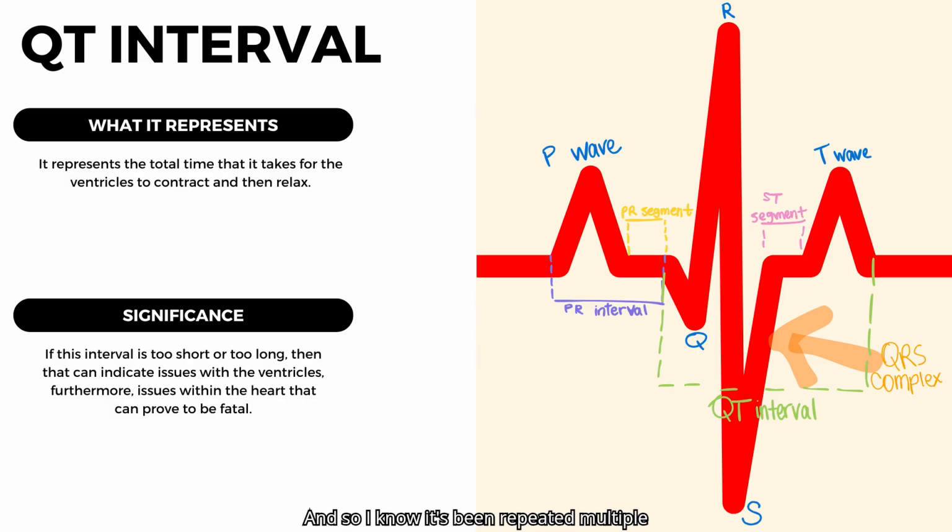I know it's been repeated multiple times throughout this video, but this is exactly what the EKG chart is for. It's to see the timings of different events that are occurring in the heart, and based off those timings to see if there are any issues or any abnormalities or anything that's improper within the heart. That's really the significance of the EKG chart, because it shows us all of these things in a concise way.